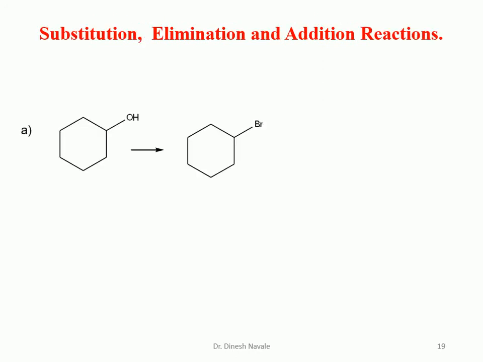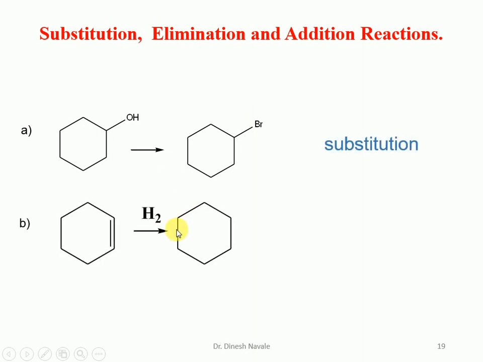So now we have to see which is the substitution reaction, which is the addition reaction, and which is the elimination reaction. We are going to observe in this reaction that the carbon-OH bond is going to break and carbon-bromine is going to be formed. That means the hydroxide has been replaced by the bromine, so that's why it is a substitution reaction.